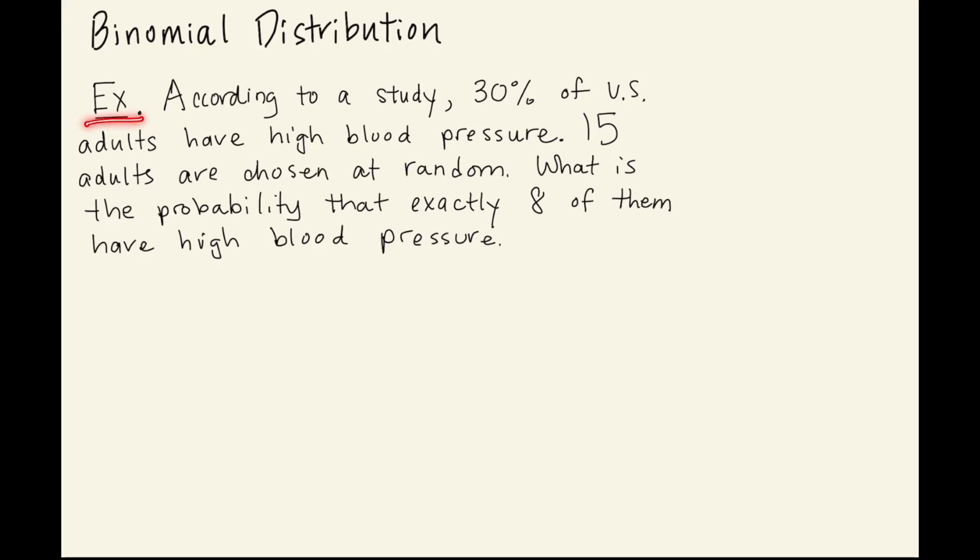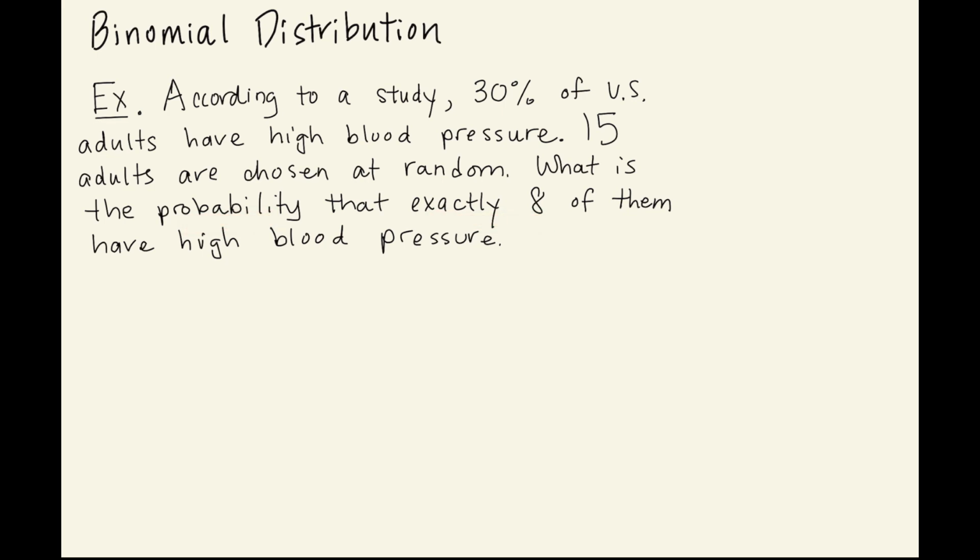So in this example, we have, according to a study, 30% of U.S. adults have high blood pressure. 15 adults are chosen at random. What is the probability that exactly 8 of them have high blood pressure?